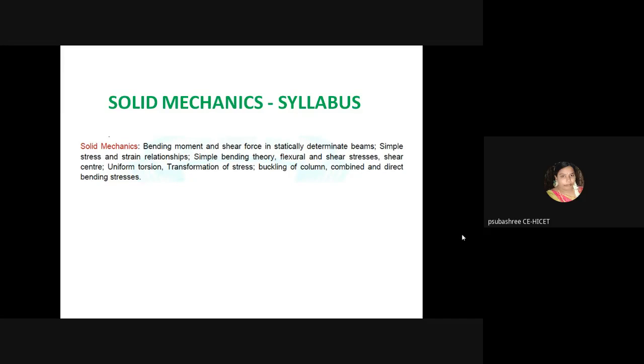In the solid mechanics syllabus, the first chapter is bending moment and shear force in statically determinate beams. Do you know about statically determinate beams? What are the types? The first is simply supported beam, then overhanging beam. Statically indeterminate beams mean fixed beam and continuous beam.